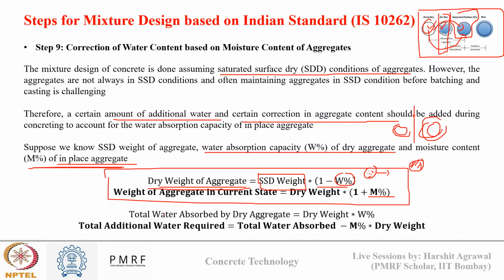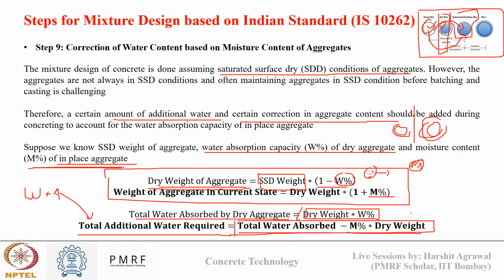Now, for water content correction, the total water absorbed by dry aggregate will be nothing but dry weight times water absorption capacity. Suppose from mixture design I determined water W. Then the amount of water I need to add in this W, which will be absorbed by aggregate, will be the total water absorbed by aggregates when they are in dry state, minus the actual moisture content in my aggregate. Using this equation I can calculate the additional moisture that my aggregates will absorb.